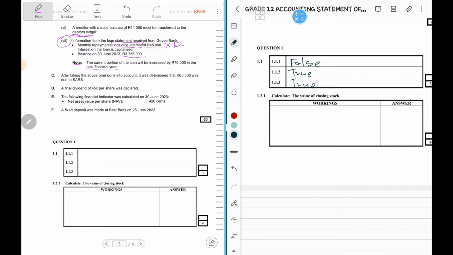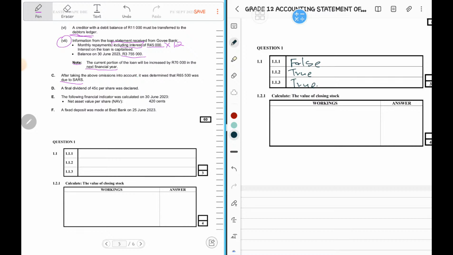Okay, then as I was saying, the current portion of loan for the next financial year will increase by 70,000, meaning that we have to add the 70,000. Then again, we are being told that after taking the above omissions into account, it was determined that 65,500 was due to SARS. This is the amount that is due to SARS. This will be SARS income tax, and this will be the current liability.